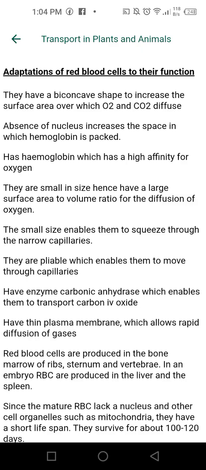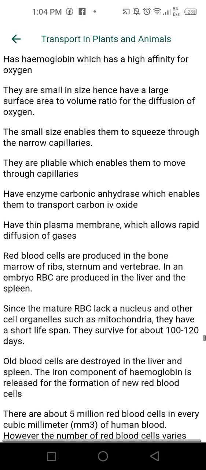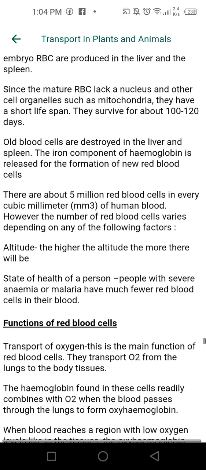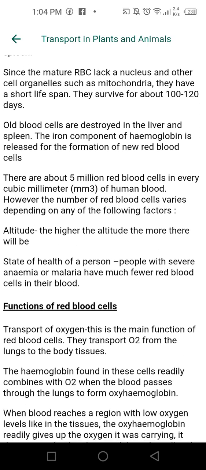Red blood cells are produced in the bone marrow of ribs, sternum, and vertebrae. In an embryo, RBC are produced in the liver and the spleen. Since the mature RBC lack a nucleus and other cell organelles such as mitochondria, they have a short lifespan. They survive for about 100 to 120 days. Old blood cells are destroyed in the liver and spleen. The iron component of hemoglobin is released for the formation of new red blood cells.